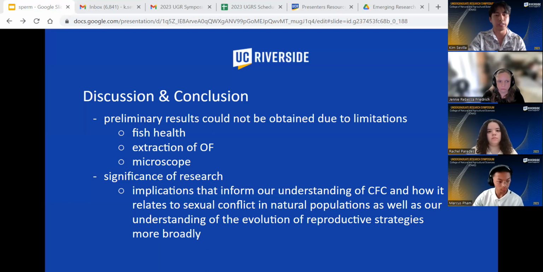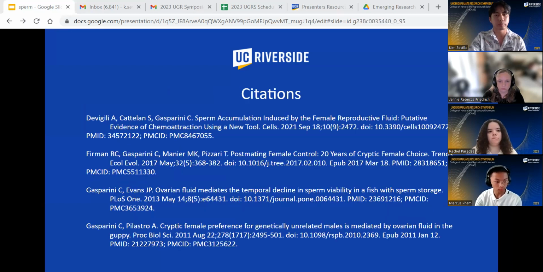And then I believe that continuing this research project is important because of the implications it has on our current understanding of cryptic female choice and how it relates to sexual conflict in natural populations, as well as our understanding of the evolution of reproductive strategies more broadly.